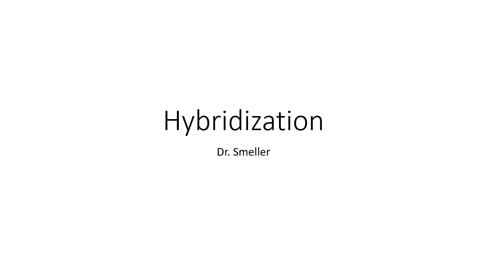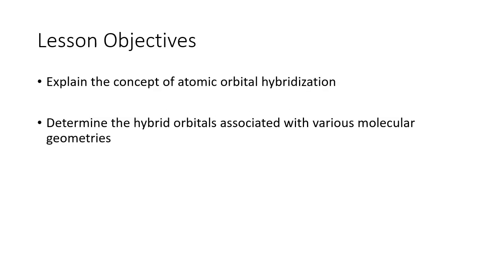So last time we talked about valence bond theory, but the valence bond theory that we've gone over so far does not explain how we would end up with a tetrahedral shape. So we're going to go over the concept of hybridization in this presentation. Our objectives will explain the concept of atomic orbital hybridization. We'll determine hybrid orbitals associated with various molecular geometries.